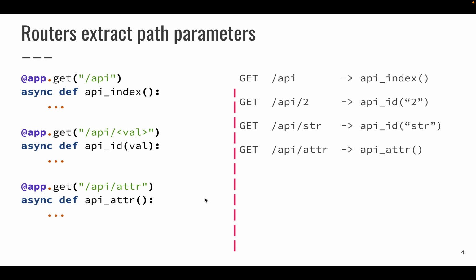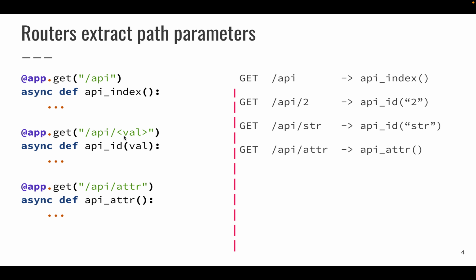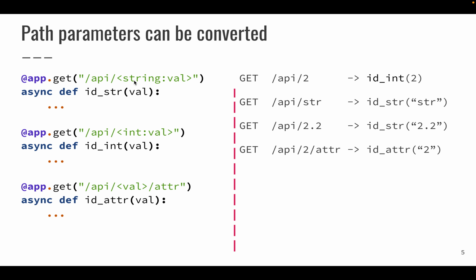So that's what path parameters are, but they also get a little bit more complicated, and that's to note that path parameters can be converted. So the parameter we spoke about here is what we call in Flask and Quart a string path parameter. And that means it will match anything that doesn't include a /. So it's equivalent to writing this. So here we have it again. This means GET /api/<string:value> will call id_string with that value.